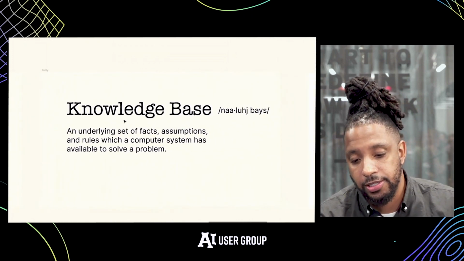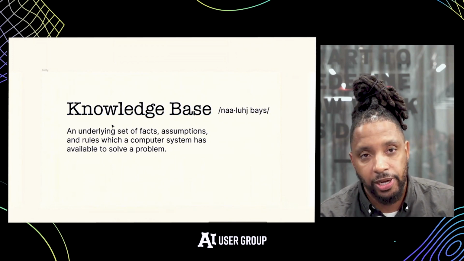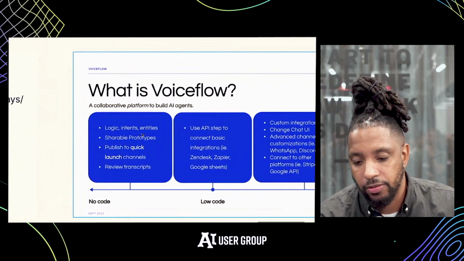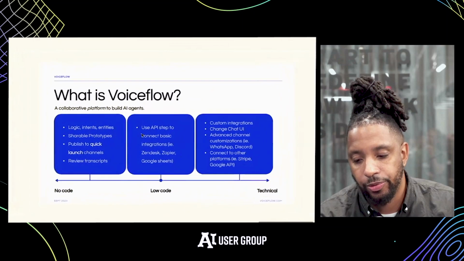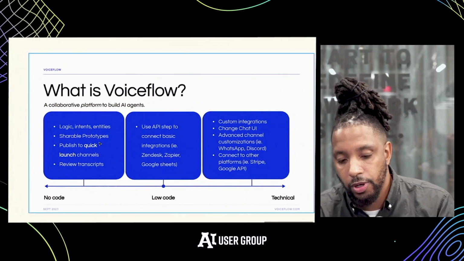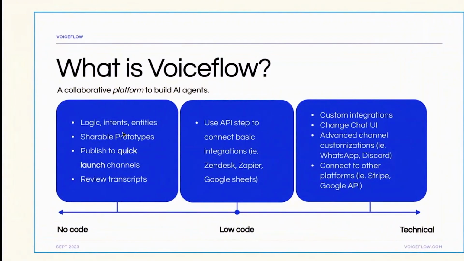And then a knowledge base. A knowledge base is basically a storage of information that helps the bot help you complete your task. What's really cool about VoiceFlow is you can come in at different titles and different levels to use it. If you don't know any code at all, you can use the logic, create intents, and use entities, which basically just hold information that the bot may need to complete a task.